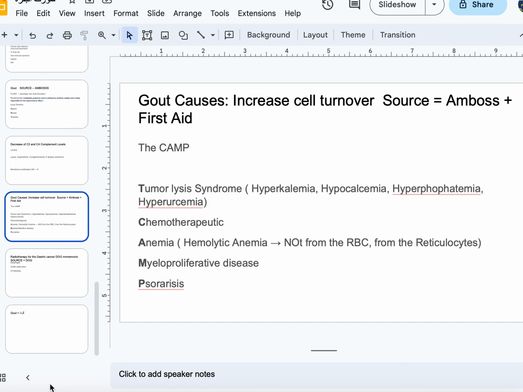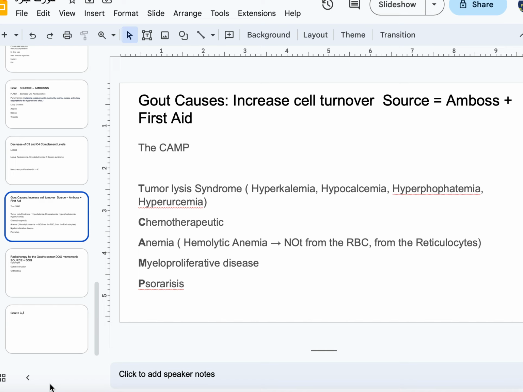Video is me speaking about the causes of gout. So now there are many different types of causes of gout. Essentially, the main thing with gout is that it is going to be an increased amount of cell turnover.